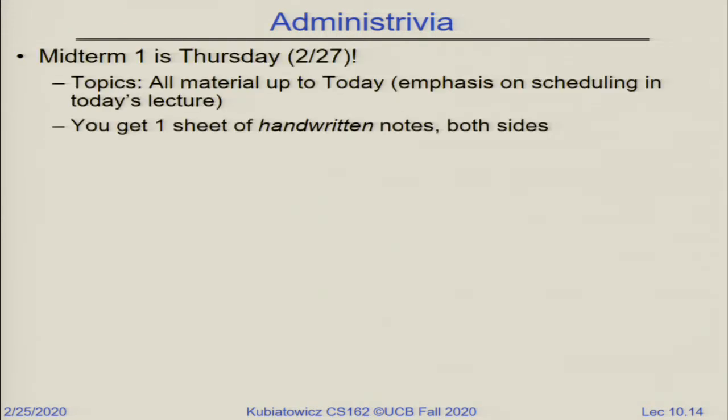So, big surprise. Thursday is the 27th. Oh, wait. There's a midterm on Thursday. All material up to today's scheduling, since we've mostly talked about it. You get one sheet of handwritten notes, both sides. Okay? If you can write it, you can have it on your sheet. Now, what we don't want is microfiche. Actually, you guys don't even know what microfiche is anymore. But you can't take the complete textbook, microfiche it, print it on a piece of paper, and bring a magnifying glass. That's just not allowed, okay?